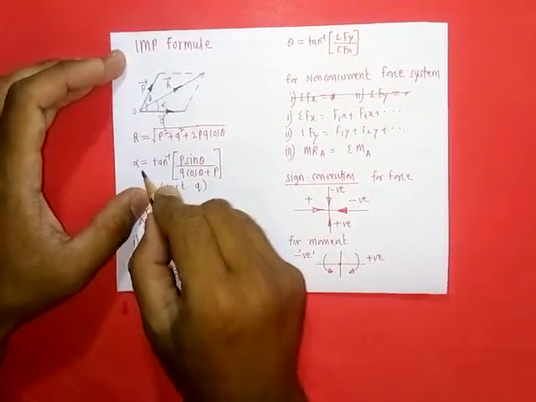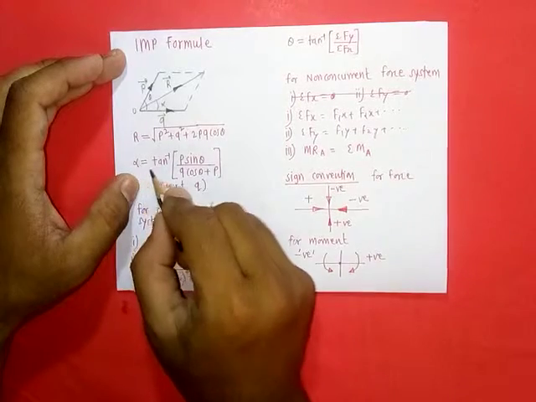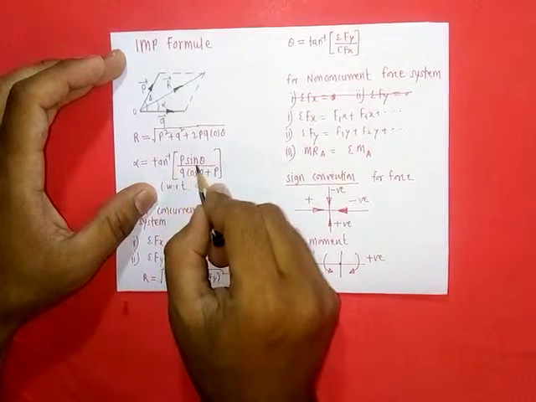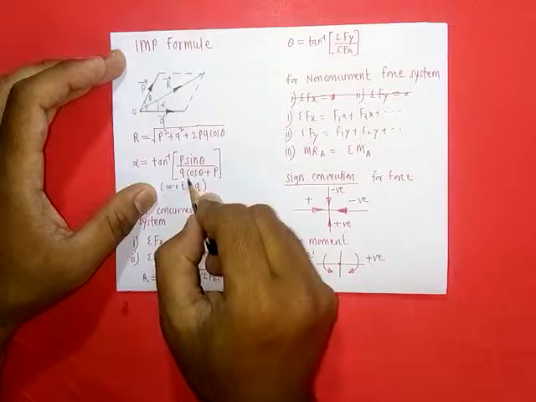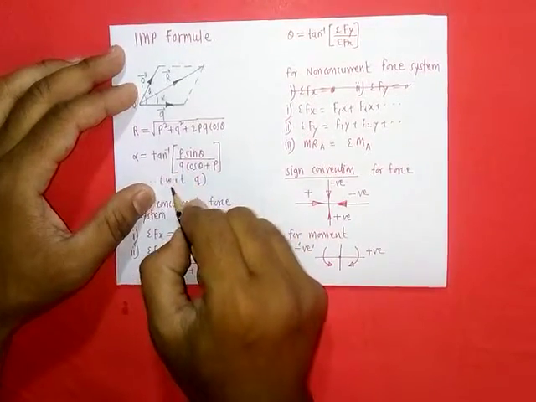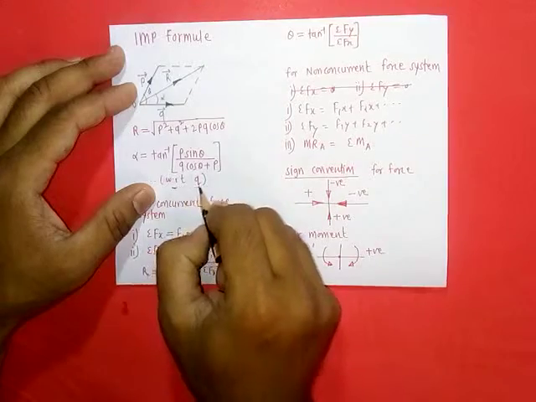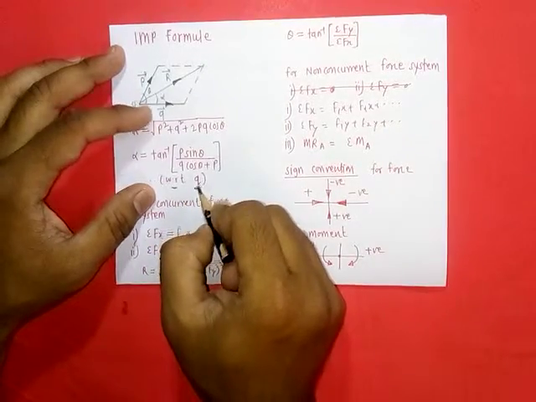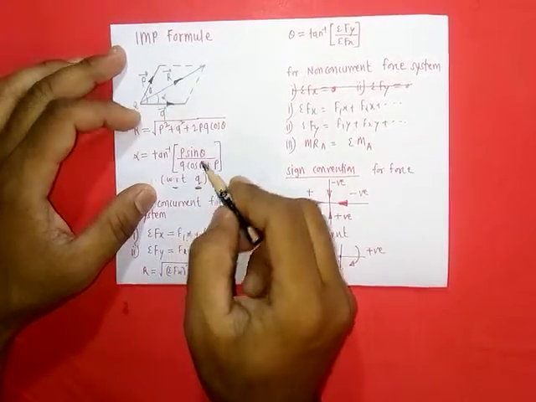Then alpha, that is the angle made by the resultant, is equal to tan inverse of P sin theta upon Q cos theta plus P. Remember that this angle is with respect to the Q force here, with respect to the Q force.